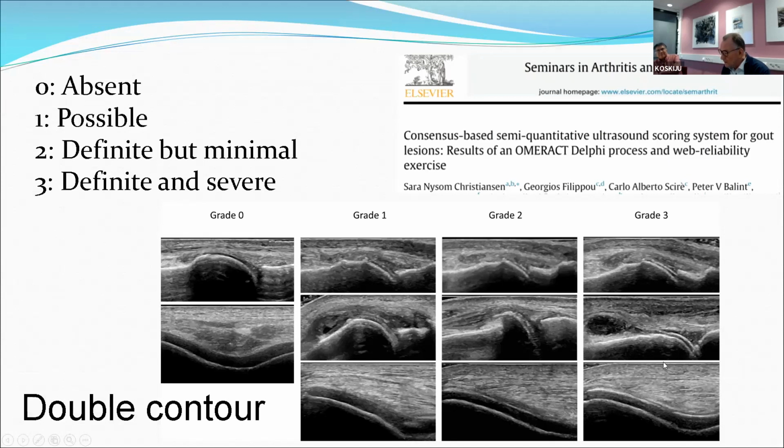So they thought a lot about these things, exchanged letters and emails, and they concluded that this kind of approach is relevant. An atlas that lets us say normal, possible gout, obvious gout, and then definite gout.